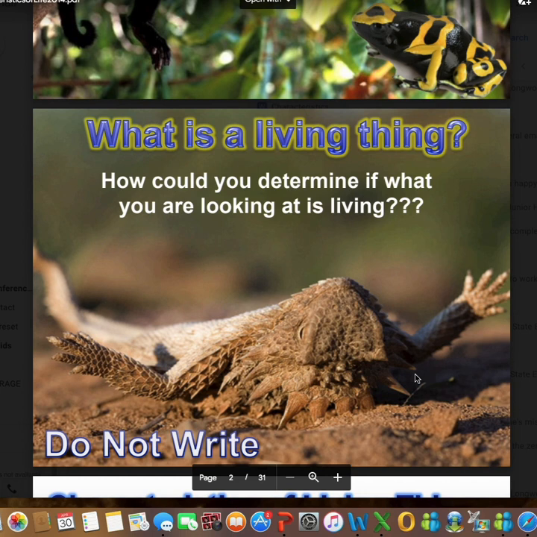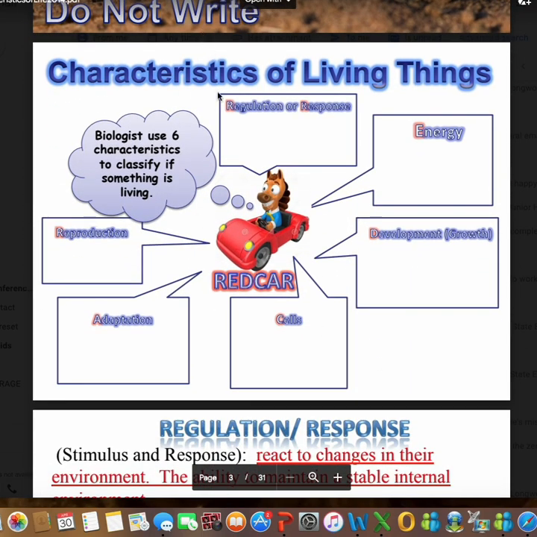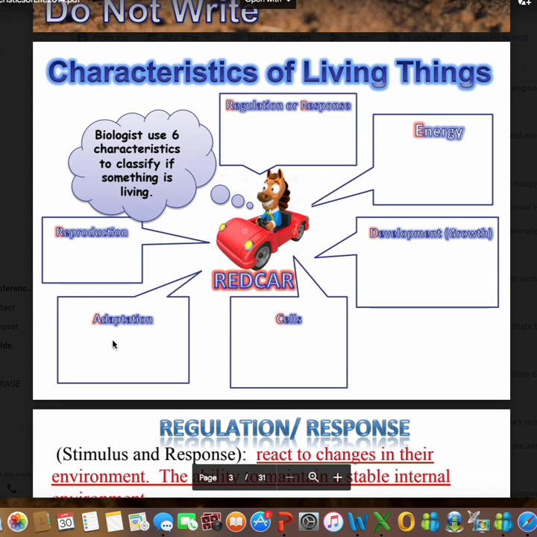So I've developed this acronym that's going to help you understand characteristics of life. It's as simple as driving in your little red car. Your red car: R for regulation, E for energy, D for development, C for cells, A for adaptation, and R for reproduction. So if you can remember what every letter stands for in red car, you remember the characteristics of life. The first characteristic that we're going to discuss is regulation.